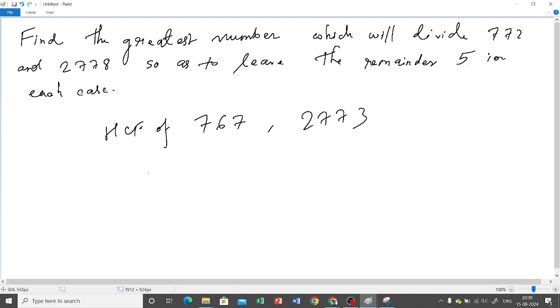Sir, I did this, there is 59 also. There is a shortcut. So how do you find out the HCF? What you need to do is subtract the two numbers. So here we have two numbers only. Just subtract them.